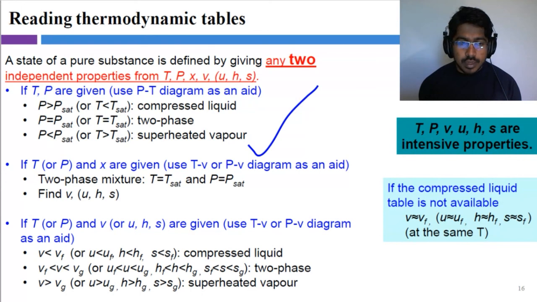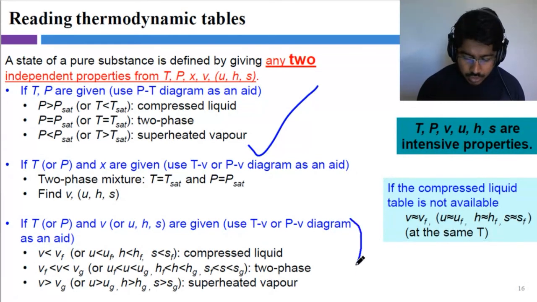Sometimes the question will ask to calculate X and see whether this is inside the dome or not. If you get a value above 1 or below 0 for X, then definitely it doesn't make sense, because X cannot be outside the 0 to 1 range. Therefore, in that case, this is not inside the dome and it is somewhere else, right?